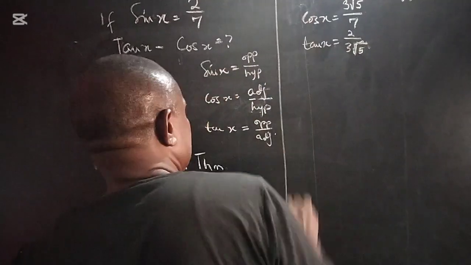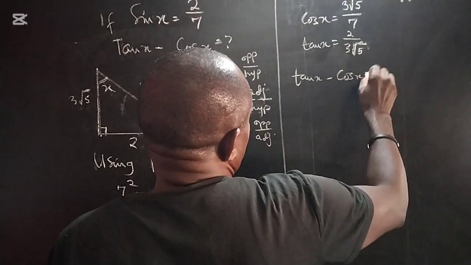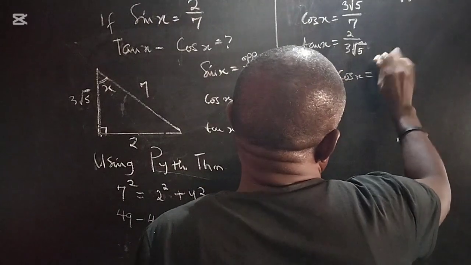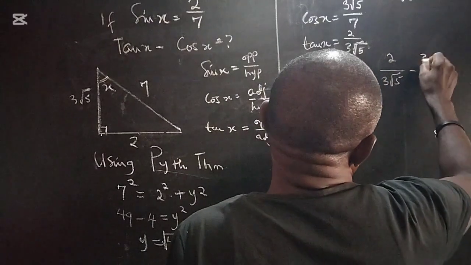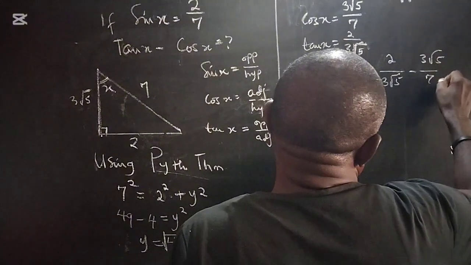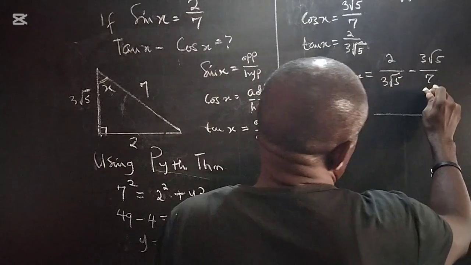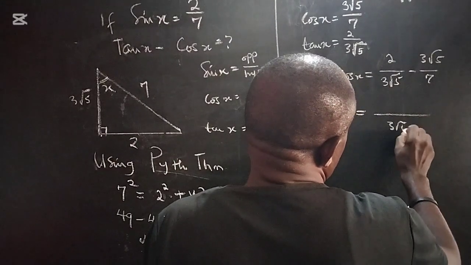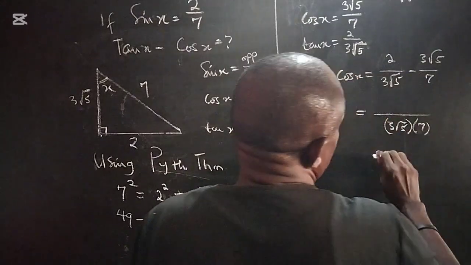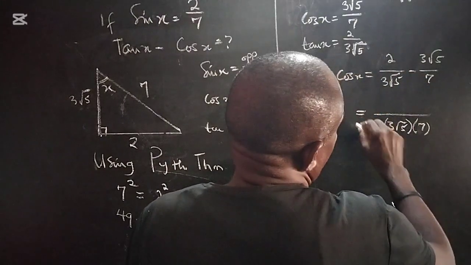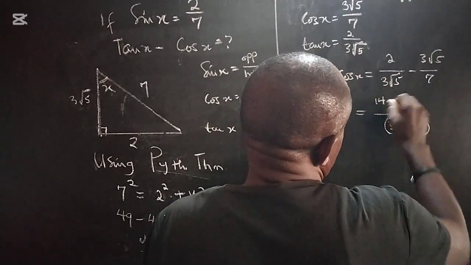So if they want us to evaluate tan x minus cos x, by substitution we will have 2 divided by 3 square root of 5, minus 3 square root of 5 divided by 7. So simplifying, we find the LCM for the two terms. That's going to be 3 square root of 5 multiplied by 7. So 3 square root of 5 cancels 3 square root of 5. You're left with 7. 7 times 2, that's going to give you 14.